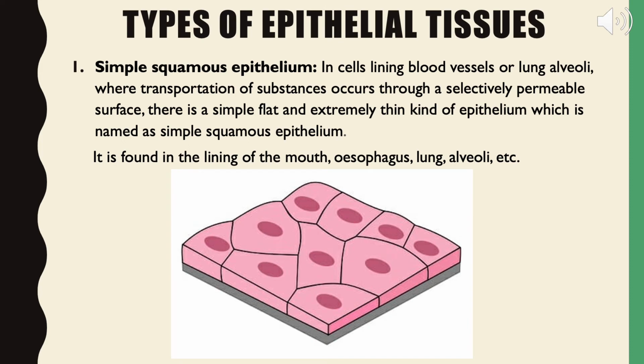Now we will discuss the types of epithelial tissue. The first one is simple squamous epithelium. They are present in the lining of blood vessels and the lung alveoli. And you can see these are the sites where the exchange of materials takes place. This is a very simple, flat and extremely thin kind of epithelium, and this is named squamous epithelium. It is found in the lining of the mouth, esophagus, and lung alveoli.